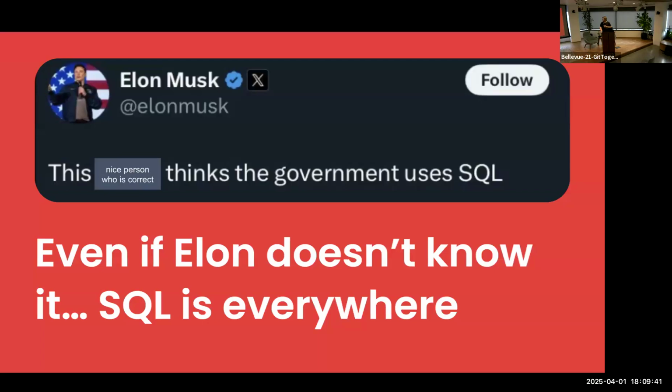So I'm going to take a dig at Elon Musk. I actually can't put the original tweet up here. You can go find it if you want. He was claiming that the government does not use SQL. Of course it does. SQL's everywhere.